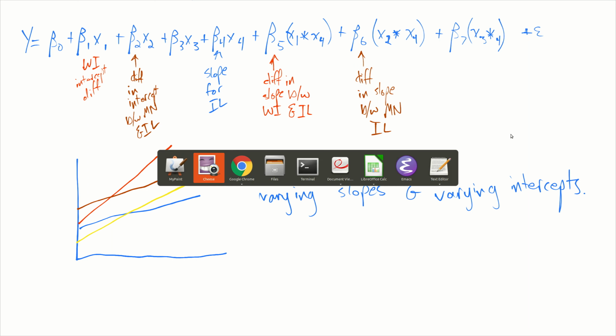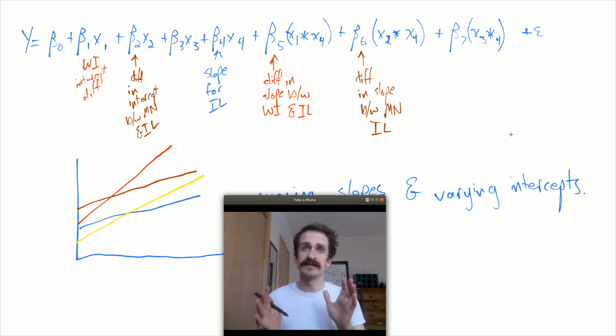Just like in the binary case, fitting this model is the same as fitting all 4 models completely separately. You'll get the exact same estimates for your lines. What's different here is that it allows us to test for relationships between the lines. Test if the lines are different. We can test, is the slope for Illinois different than the slope for Wisconsin? That would be testing if beta 5 is 0. That might tell us if nitrogen has a stronger effect or a weaker effect or something like that on corn yield in one state versus another.